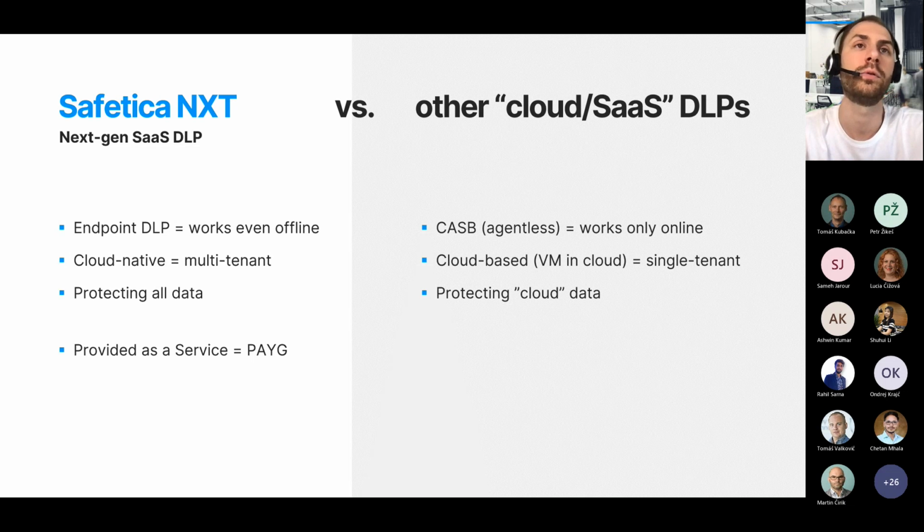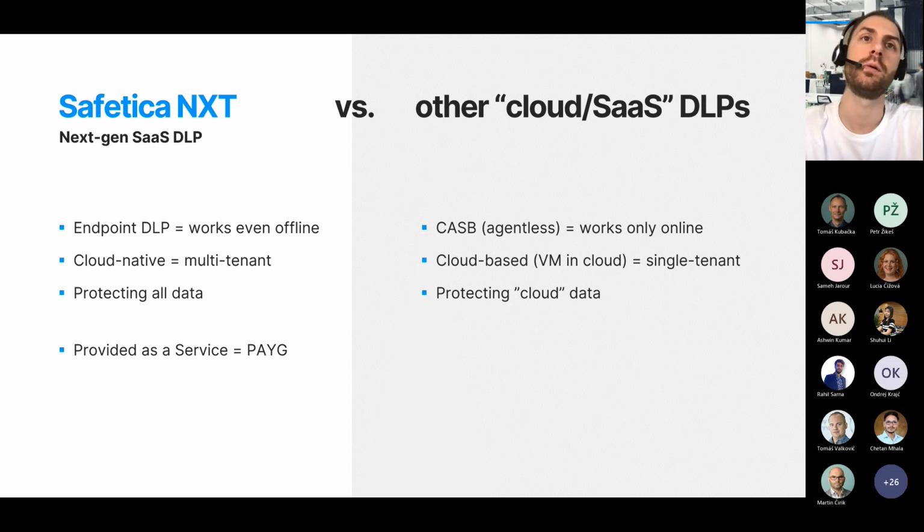Or they could consider cloud DLP as something that is in fact cloud-based, and that means that this is just a virtual machine, a virtual server deployed to the cloud environment. That means that it's single tenant, and that means that the customer needs to take care of the server and database that is up and running in the cloud. This is something that, in the case of a cloud-native multi-tenant solution, is covered by Safetica.